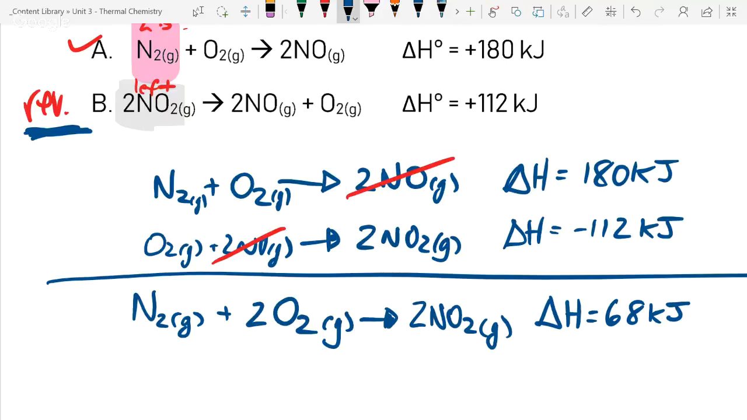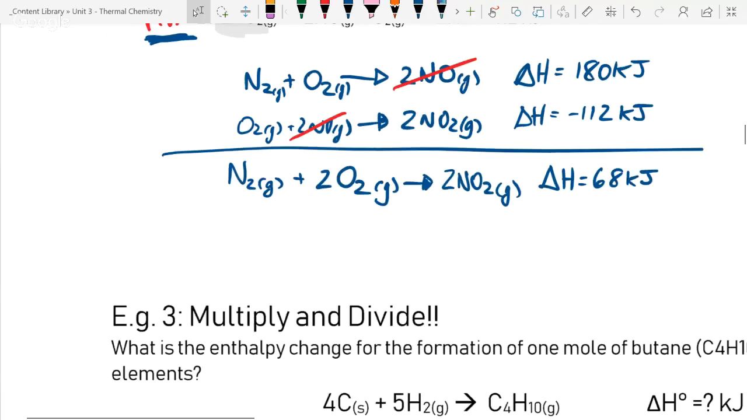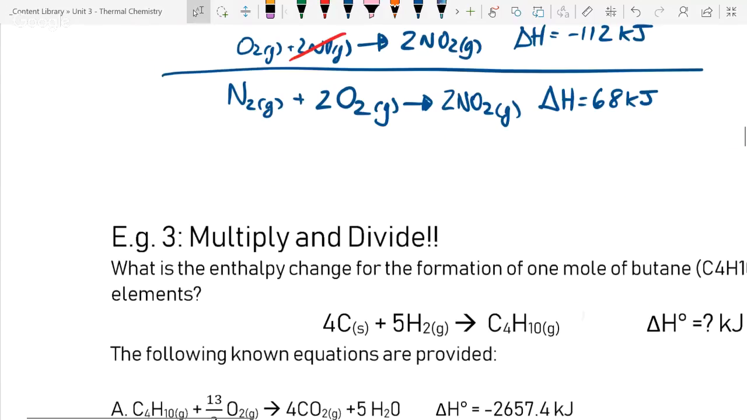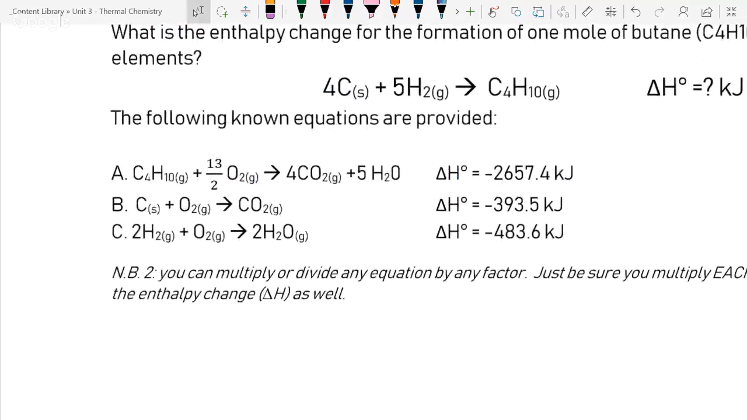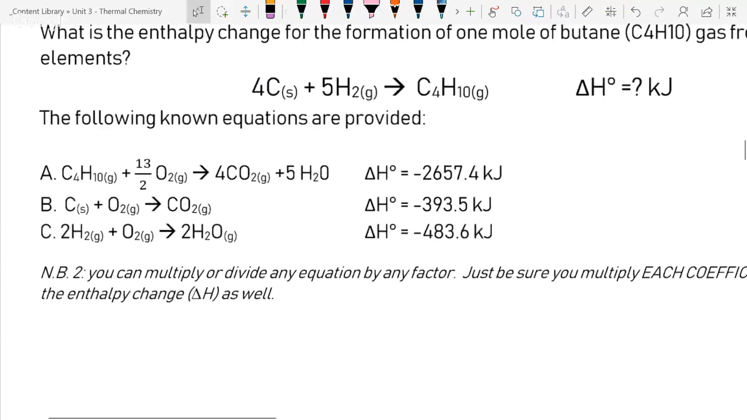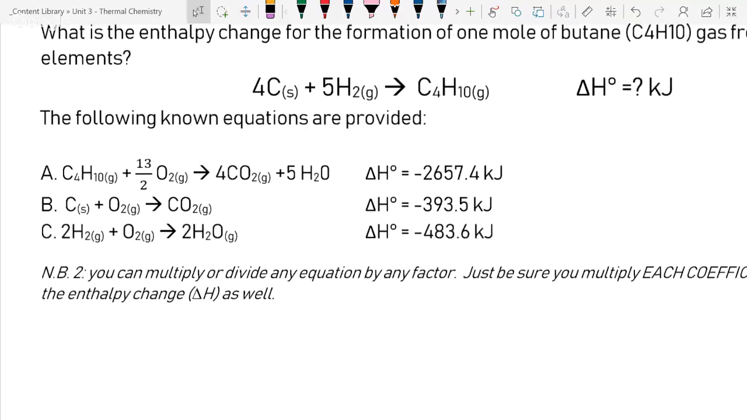Okay, we'll do one more together, then I will set you loose to do this. The last skill we need to learn is this. This one, now we're getting down to a bit of mystery here. I want to know what it takes to make, what is C4H10? Butane. I want to know what it would take to make butane by taking solid carbon and mixing it with hydrogen gas. Now, spoiler alert.